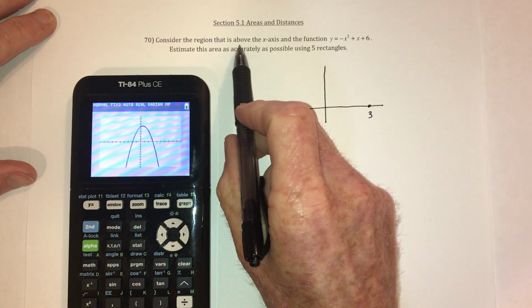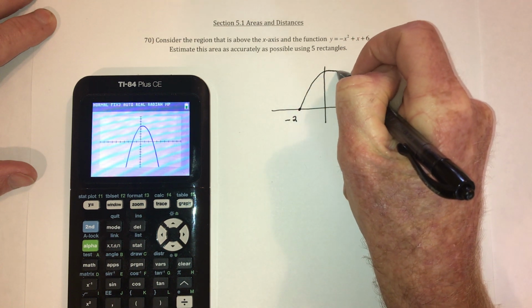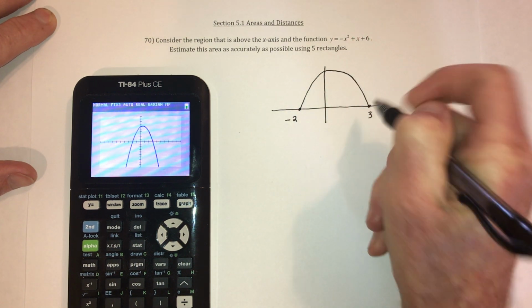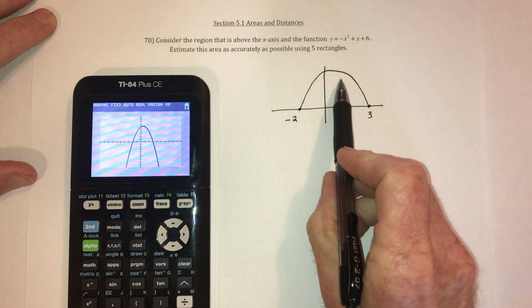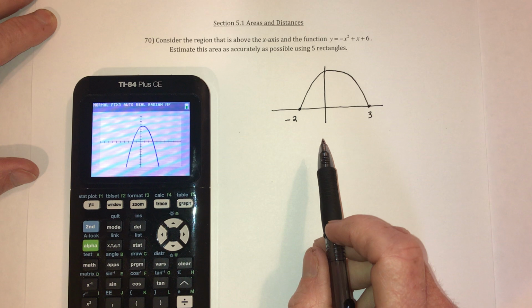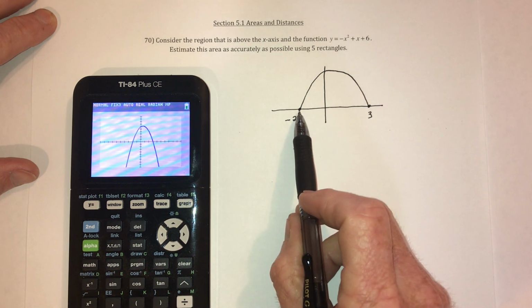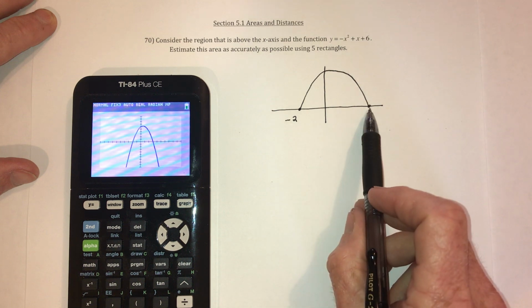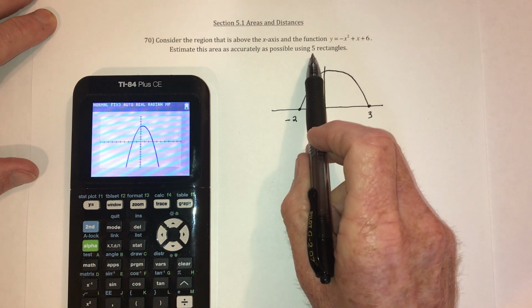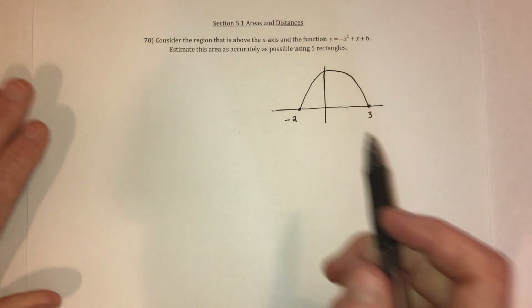So I want the area that's above the x-axis. So that's talking about this area in here. And then estimate by using 5 rectangles. So first of all, I need to take this line right here from -2 to +3 and divide that into 5 equal parts. That's also known as delta x.